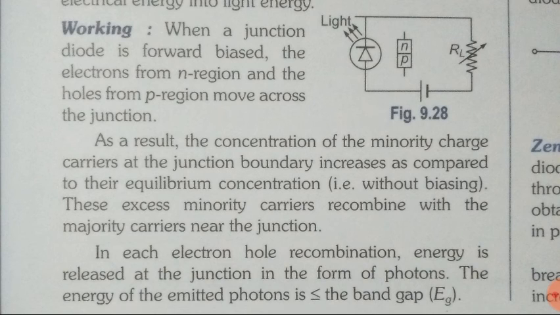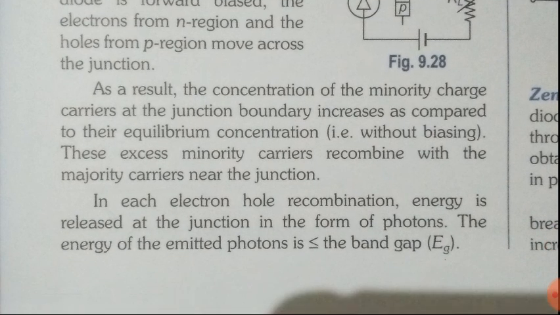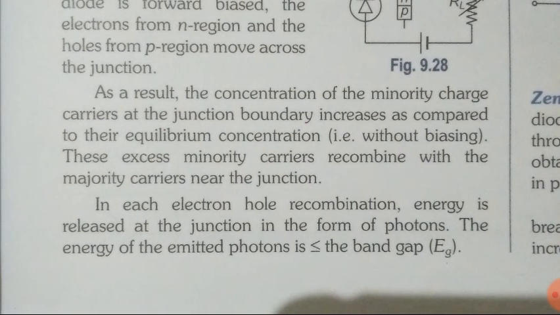The concentration of the minority charge carriers at the junction boundary increases as compared to their equilibrium concentration. These excess minority carriers recombine with the majority carriers near the junction. In each electron-hole recombination, energy is released. So when the electron and hole start moving towards the junction, they recombine, and when they recombine, they release some amount of energy. That energy they release in the form of photons.